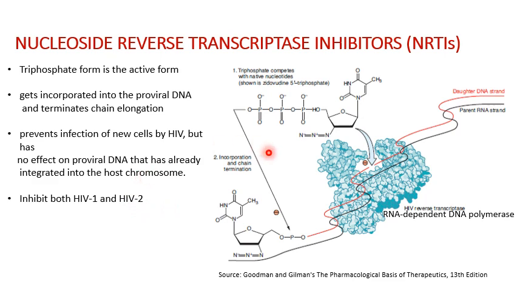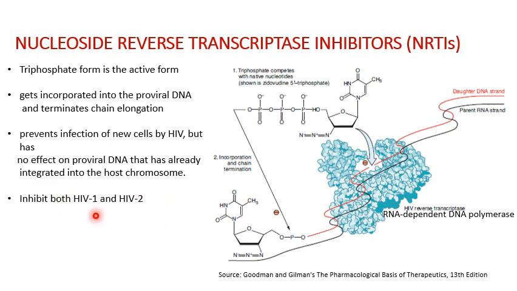It can prevent the infection of new cells, but once the DNA has already gotten integrated into the host cell, these drugs cannot reverse it. Since they block the production of this DNA strand, they can prevent new infection, but they cannot reverse already infected and integrated cells. When the viral DNA gets integrated into the host cell DNA, these drugs cannot reverse it. So they can prevent only new infection, and they inhibit both HIV-1 and HIV-2.